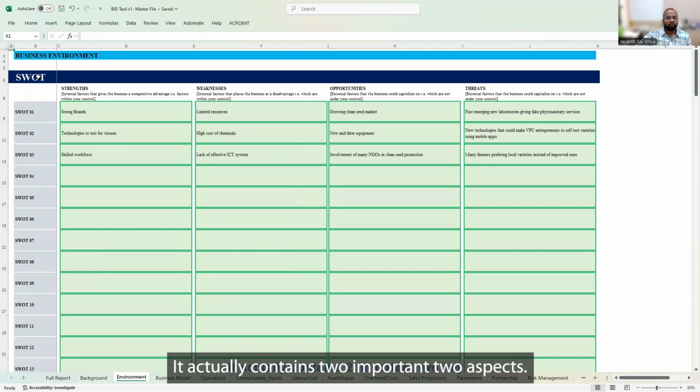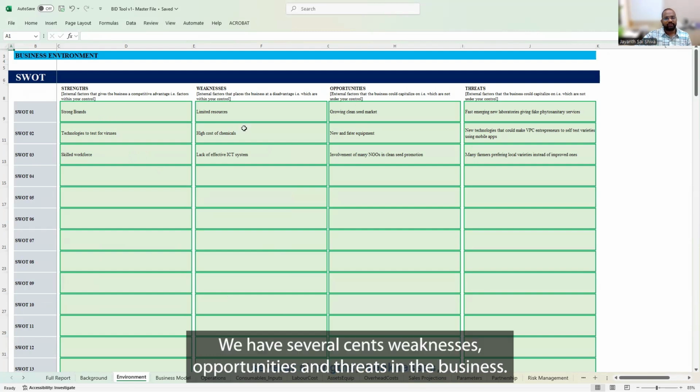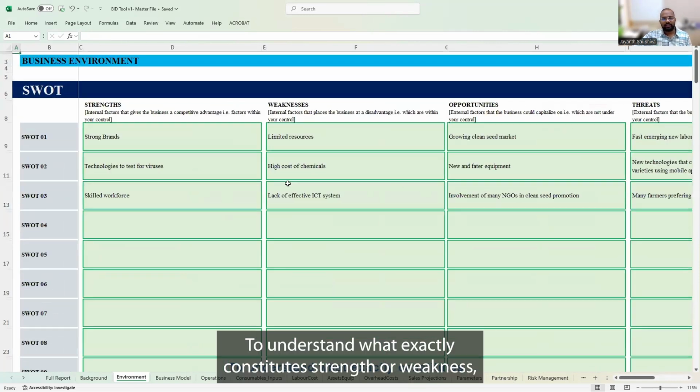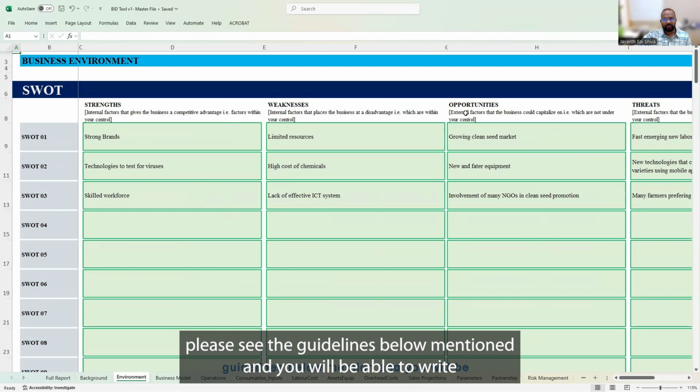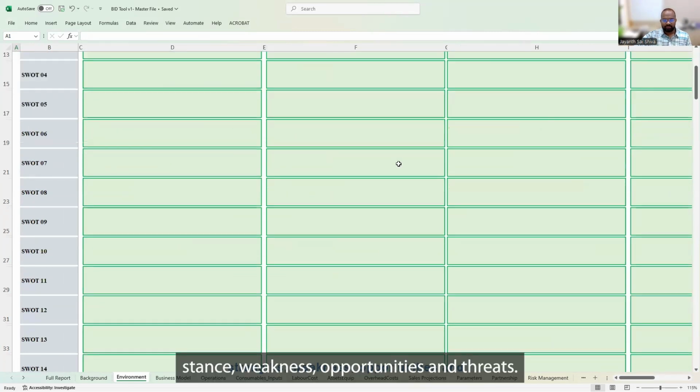It actually contains two key aspects. One is SWOT analysis and one is special analysis. The SWOT analysis stands for strength, weakness, opportunities, and threats. We have several strengths, weaknesses, opportunities, and threats in a business. To understand what exactly constitutes strength or weakness, please see the guidelines mentioned below and you'll be able to write the strengths, weaknesses, opportunities, and threats.